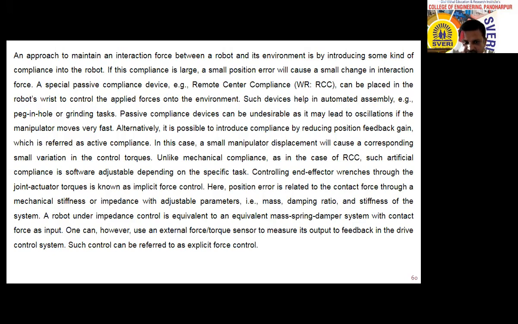Controlling end effector wrenches through the joint actuator torques is known as implicit force control. Here, position error is related to the contact force through a mechanical stiffness or impedance with adjustable parameters, that is, mass, damping ratio, and stiffness of the system. A robot under impedance control is equivalent to a spring mass damper system with contact force as input. One can, however, use an external force or torque sensor to measure its output to feed back in the drive control system. Such control can be referred to as explicit force control.